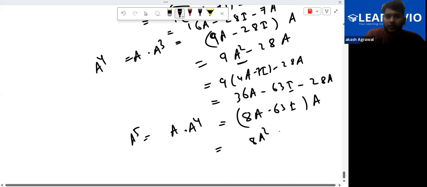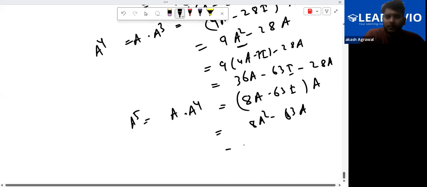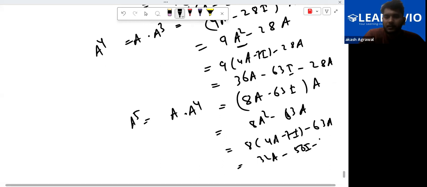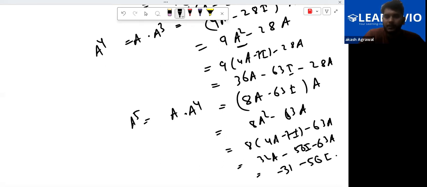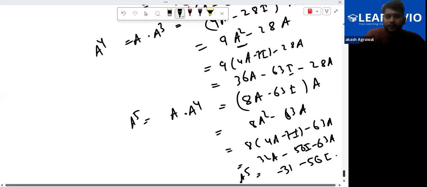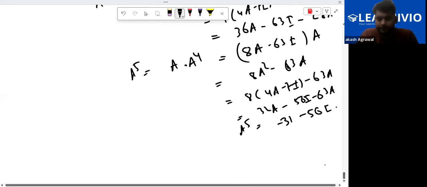So it is 8a squared minus 63a. A squared again is 4a minus 7i. This is minus 63a. So this is 32a minus 56i minus 63a. Okay. So this is how much? Minus 31a minus 56i. Okay. This is the value of a to the power 5. All right, everyone.